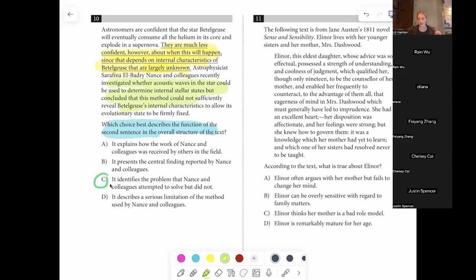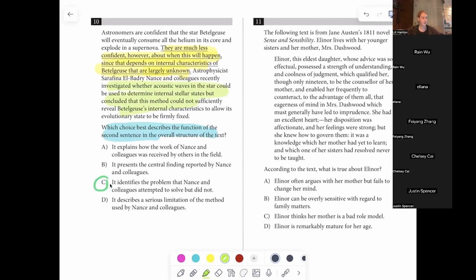Okay, number 11. What is true about Eleanor?